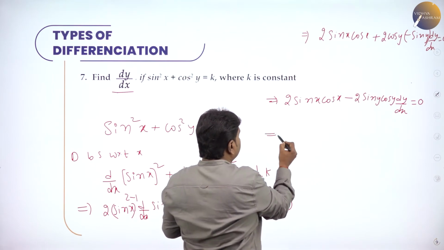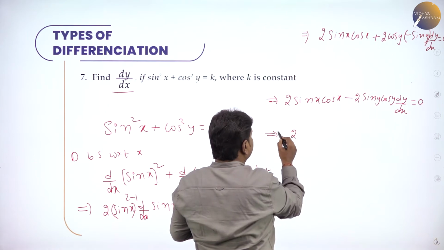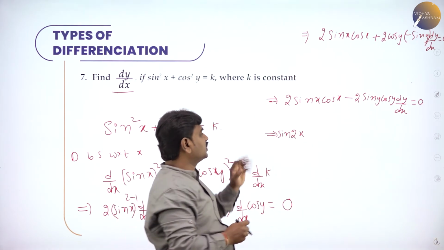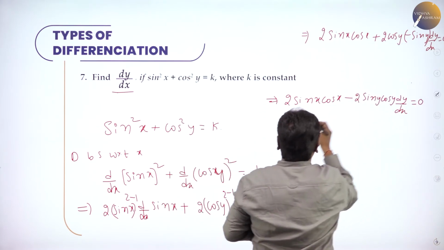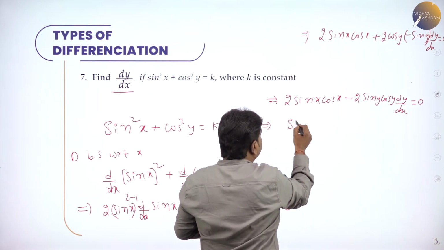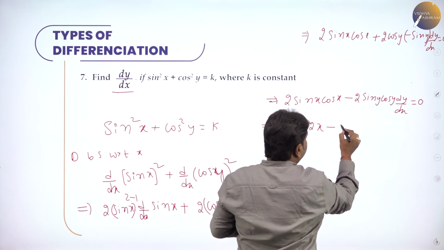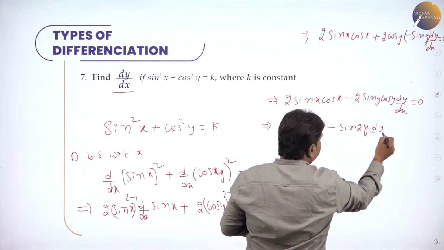That implies 2 sin x cos x. All of you know 2 sin x cos x is sin 2x. Can I write sin 2x? All of you know sin 2 theta. What is sin 2 theta? 2 sin theta cos theta. Here we have 2 sin x cos x, I'll write this as sin 2x. I'll compress this as sin 2x minus 2 sin y cos y can I write as sin 2y into dy by dx is equal to 0.